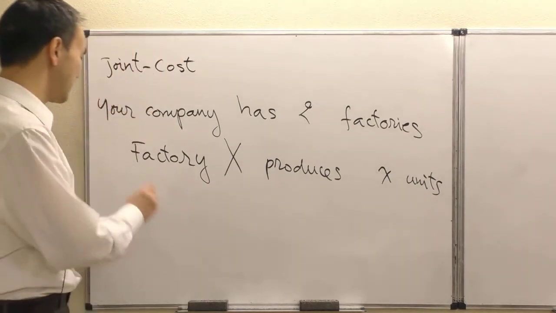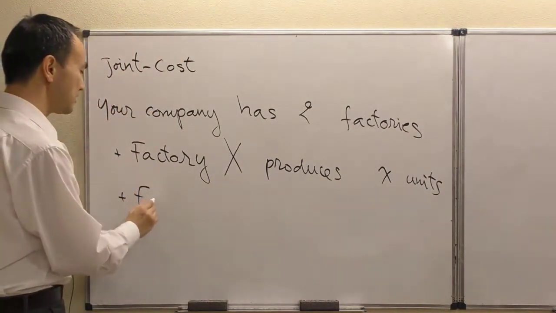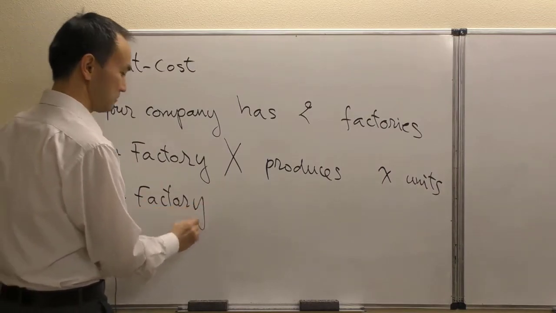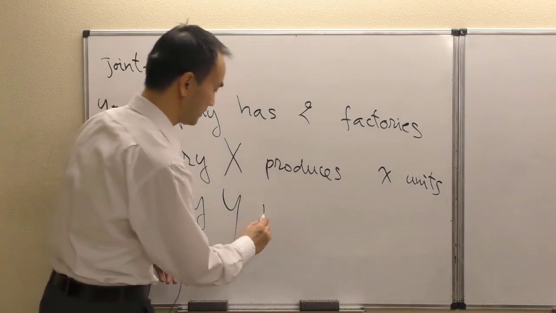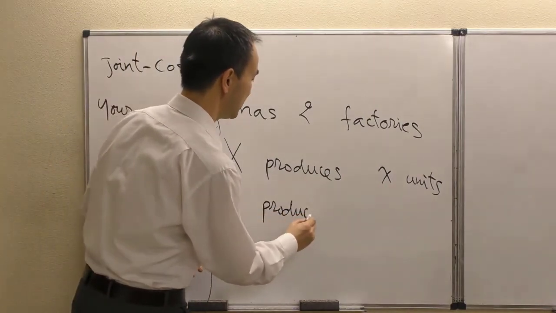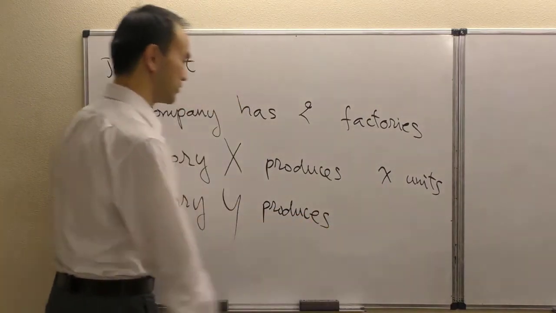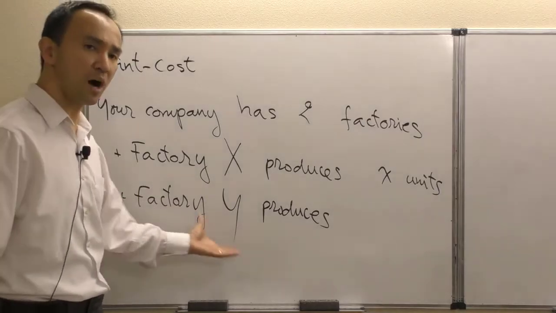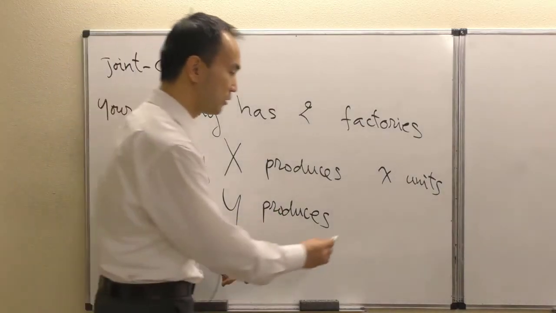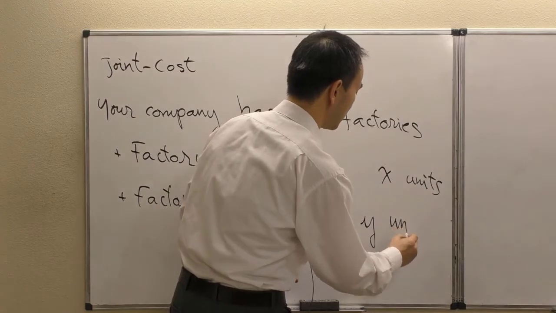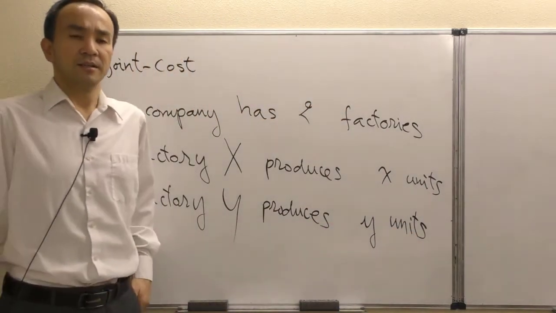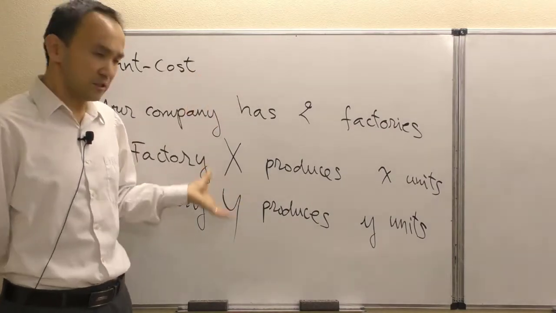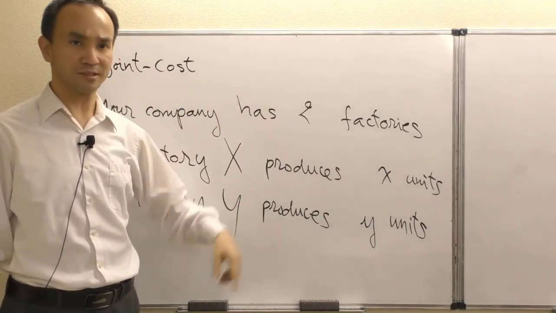Okay. And then, of course, there's the other factory. It takes some cost too. How about the factory Y right there? Factory Y, in the meanwhile, can also produce. I mean, factory Y, on the other hand, produces y units, where for the number of units here I use a lowercase letter y. Okay. So joint cost here means because the 2 factories here are all yours.